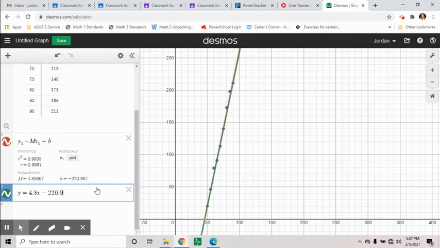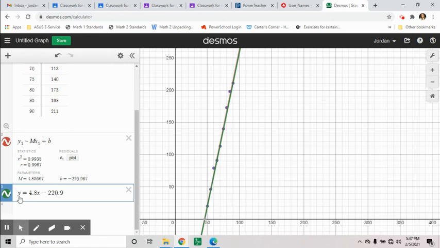Okay, now I'm not rounding, I'm just using the first decimal there. But you take the numbers it gave you, and you plug them in the places they go. The M goes in place of the M, the B goes in place of the B. We know in an equation we leave the y and the x there.